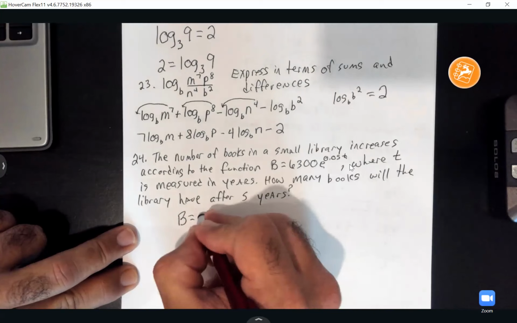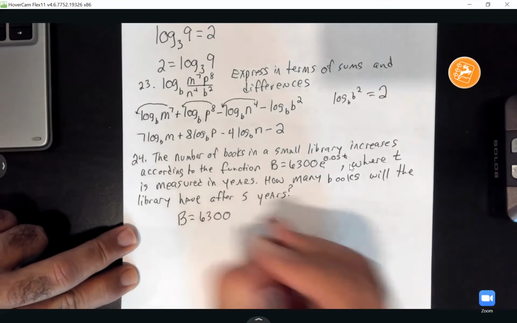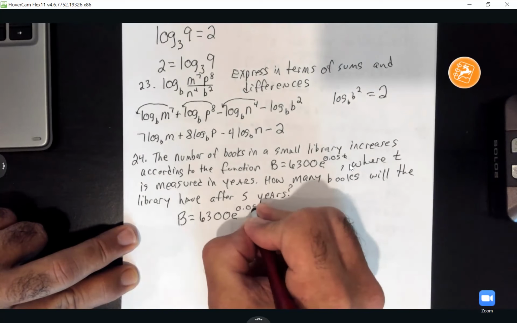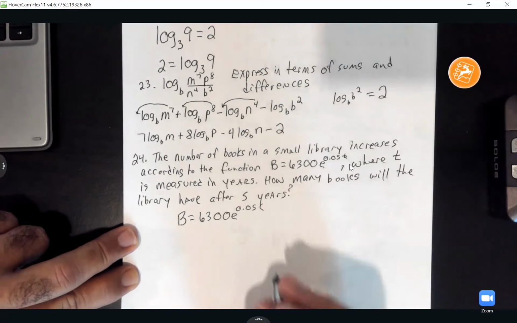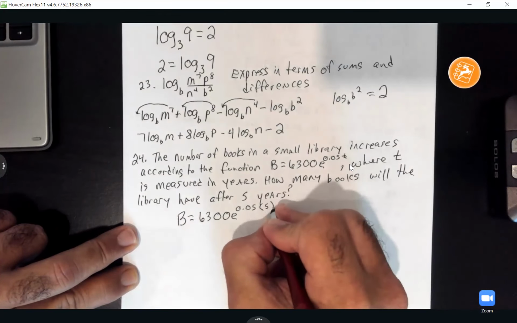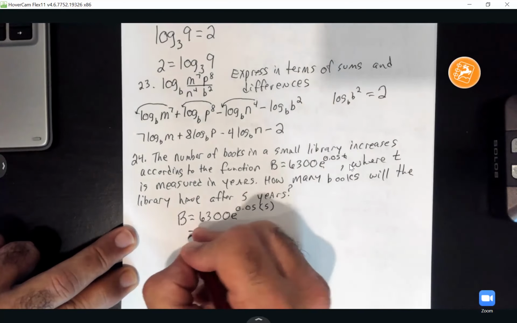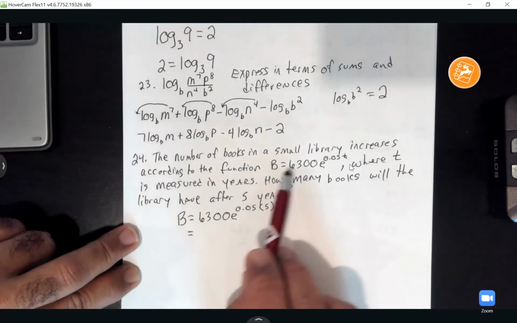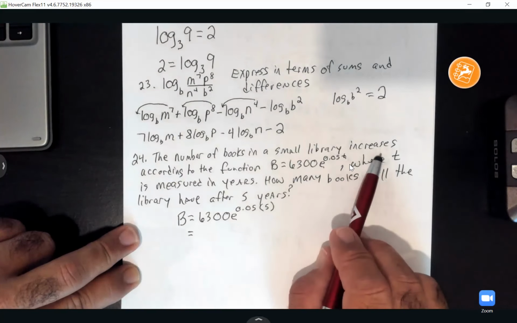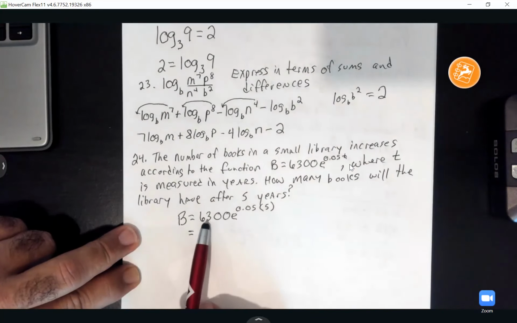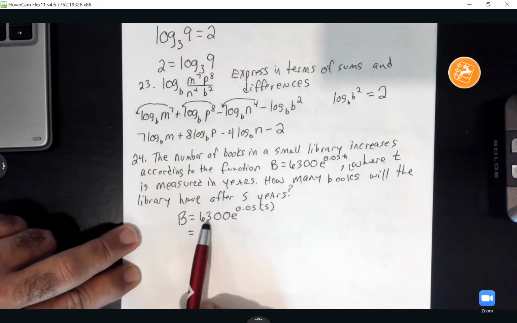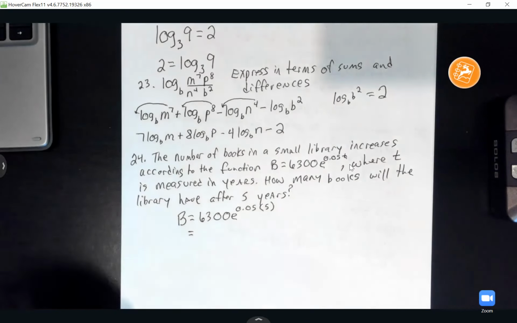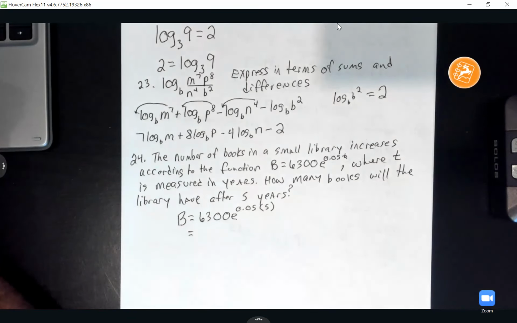B equals 6,300 e to the 0.05 times t, they gave us, which was 5 years. Now remember, it tells me how much the books increase. If you get a number less than 6,300, you definitely did something wrong. It's got to be greater than that 6,300, okay? So y'all, let's go punch it in.